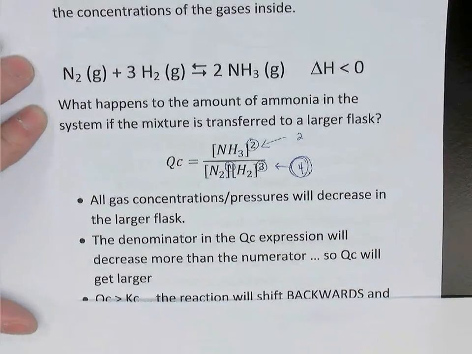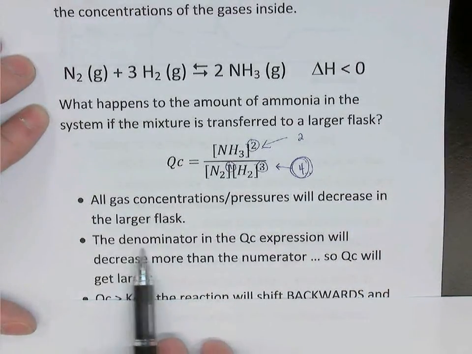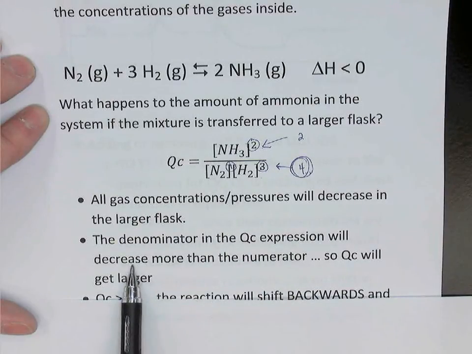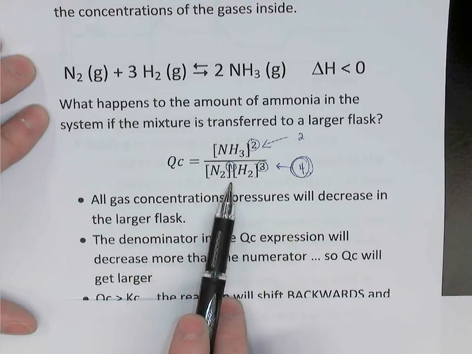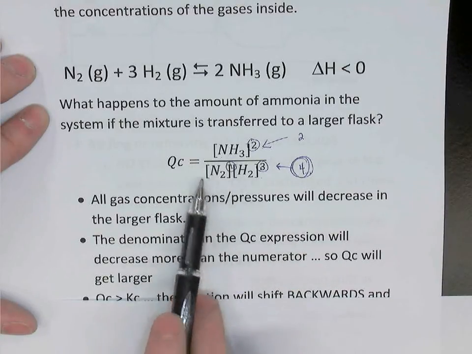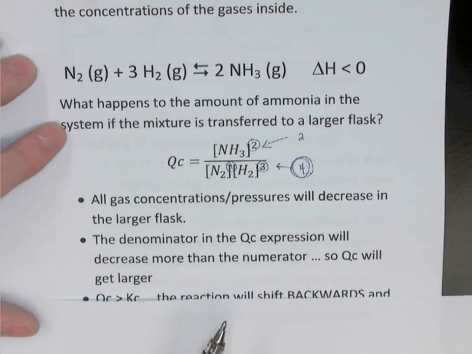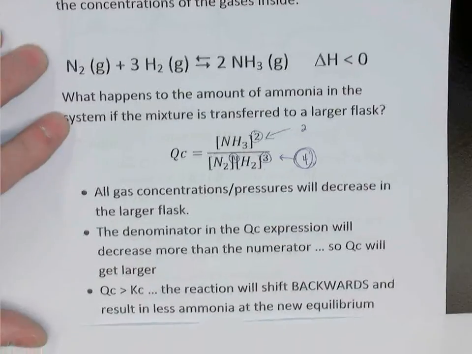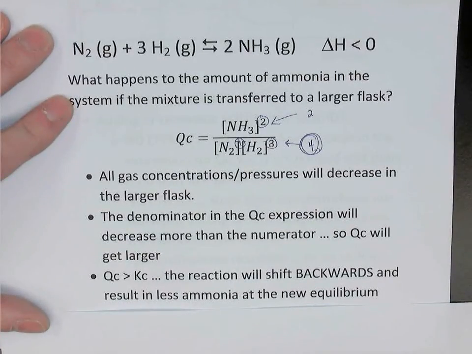So basically, mathematically, we're going to argue that the denominator in the Qc expression in this example is going to decrease more than the numerator. If your denominator is decreased more than the numerator, the fraction will get larger. Qc gets larger. Therefore, Qc is now bigger than Kc, and the reaction will shift backwards, resulting in less ammonia.